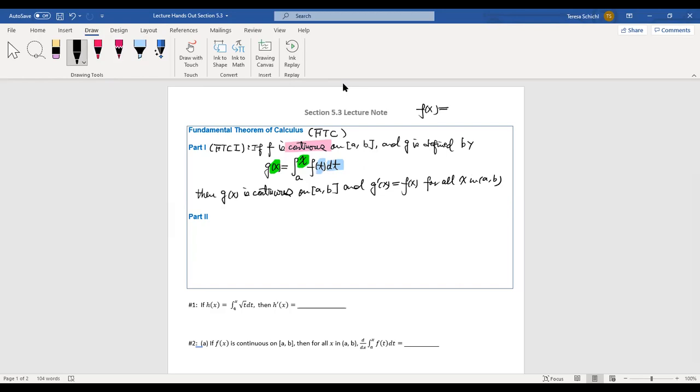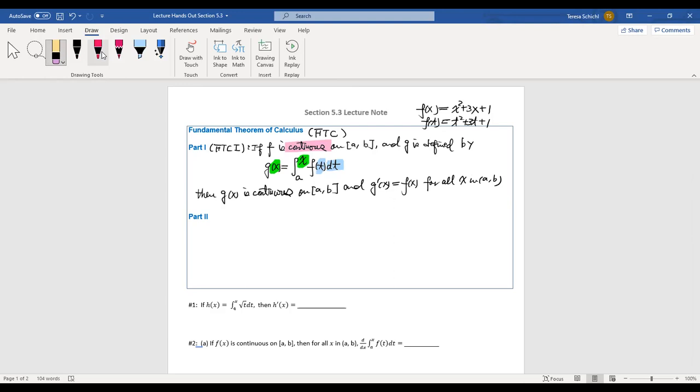For example, f(x) equals x squared plus 3x plus 1. When I say f(t), my function form is still t squared plus 3t plus 1. Now I can integrate from a to x, t squared plus 3t plus 1, with dt. What I'm integrating over and my boundary cannot be the same variable, so I cannot have a dx here. This is the first thing.